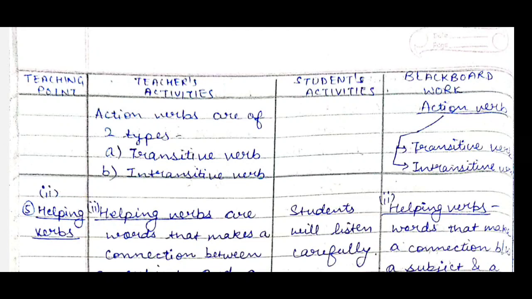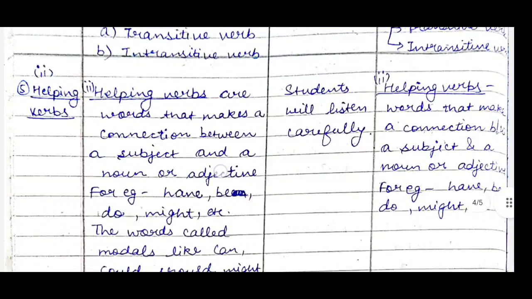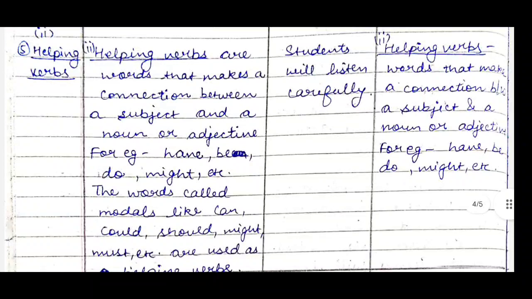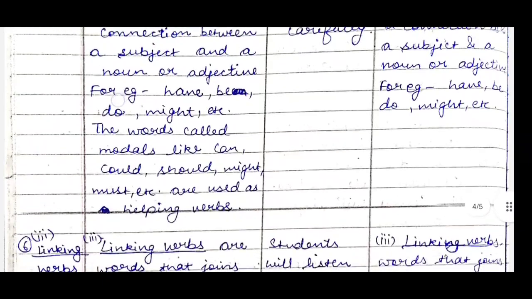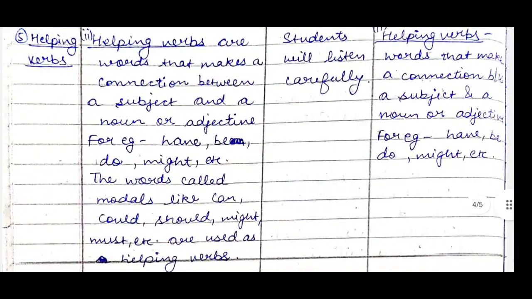Then we have second, helping verbs. So what are helping verbs? Helping verbs are words that make a connection between a subject and a noun or adjective. For example, have, be, do, might, etc. The words called modals like can, could, should, might, must, etc. are used as helping verbs. So when we are using helping verbs, these modal words are also used.